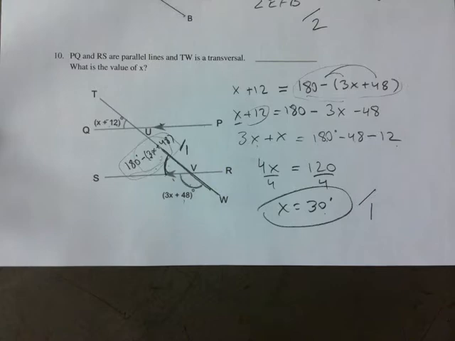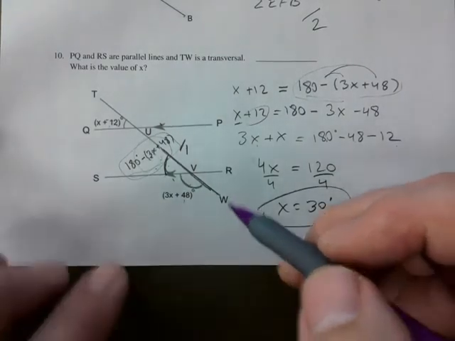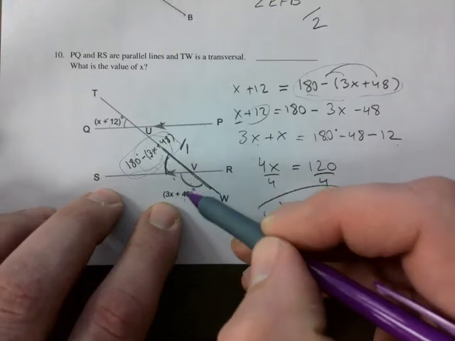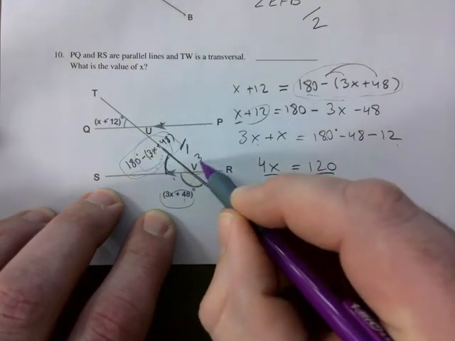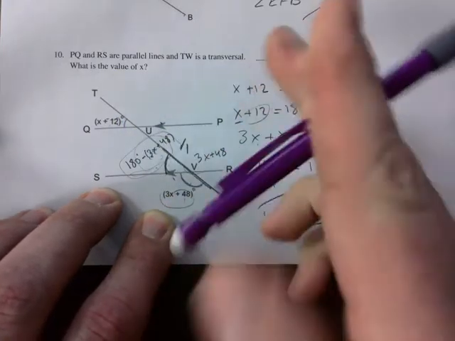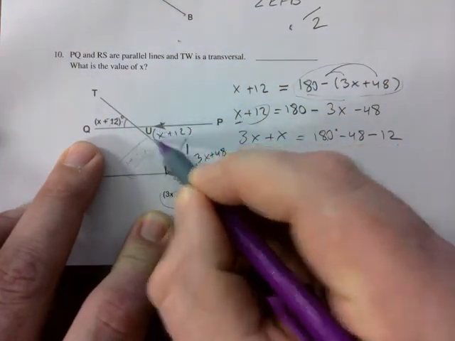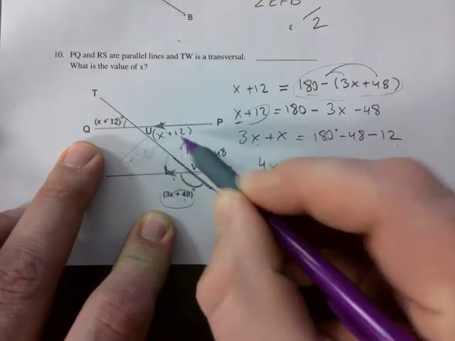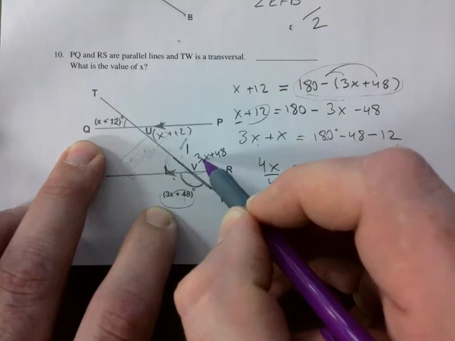I don't know if I want to go too crazy here, but I think where that is coming from, I see where this angle and these are vertically opposite, correct? So 3x plus 48 goes there. These two are vertically opposite, correct? So let me just erase that for now. If you bring that over, you have x plus 12 here. And so these are consecutive interior, which add up to 180. You should get the exact same answer.